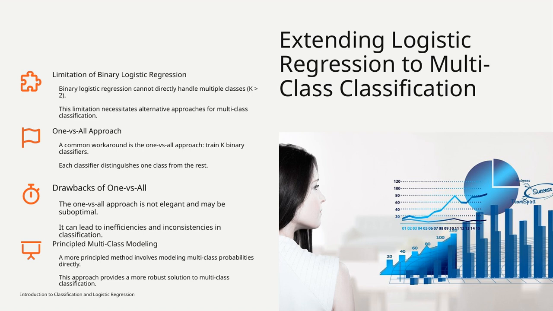This brings us to a more principled solution, directly modeling multi-class probabilities. Instead of breaking things down into multiple binary problems, this approach allows us to handle all classes in a unified way. It's generally more robust and provides a clearer, more elegant framework for multi-class classification. Finally, extending logistic regression to handle multiple classes involves developing models that can predict the probability of each class directly. This approach aligns better with our overall goal, to build models that are both accurate and conceptually straightforward for multi-class scenarios.